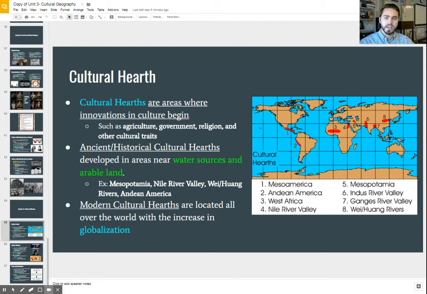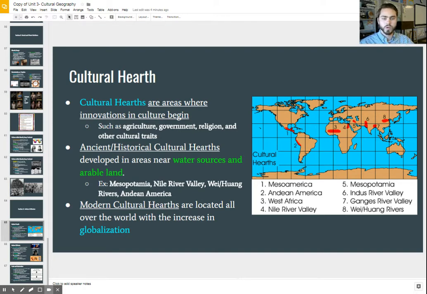If you look at ancient history, we have many areas where many cultural traits or part of our culture today developed. And you can see here in the map some of those regions. One of the famous ones that you probably have heard of, the Fertile Crescent here in the Middle East, as well as the Nile Valley in Egypt, and some other areas around the world, even Mesoamerica, are where we get many of our cultural traits that we can trace back to ancient times.